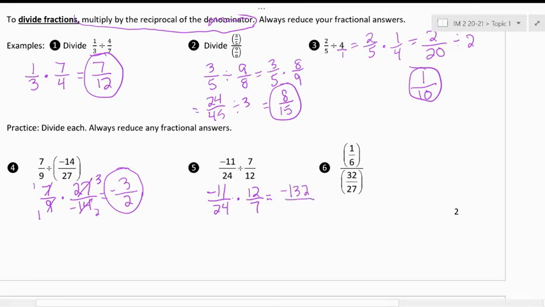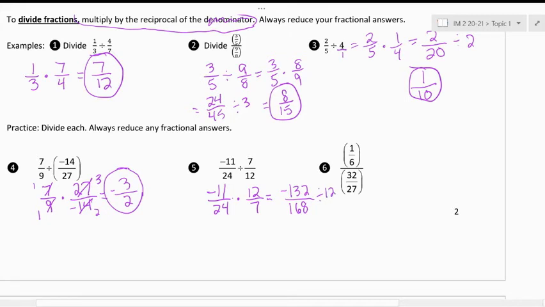24 times 7, 168. And it's important to be able to find factors pretty quickly. They're both even, so I know I can divide by 2, but we can divide even more. We can divide by 12.